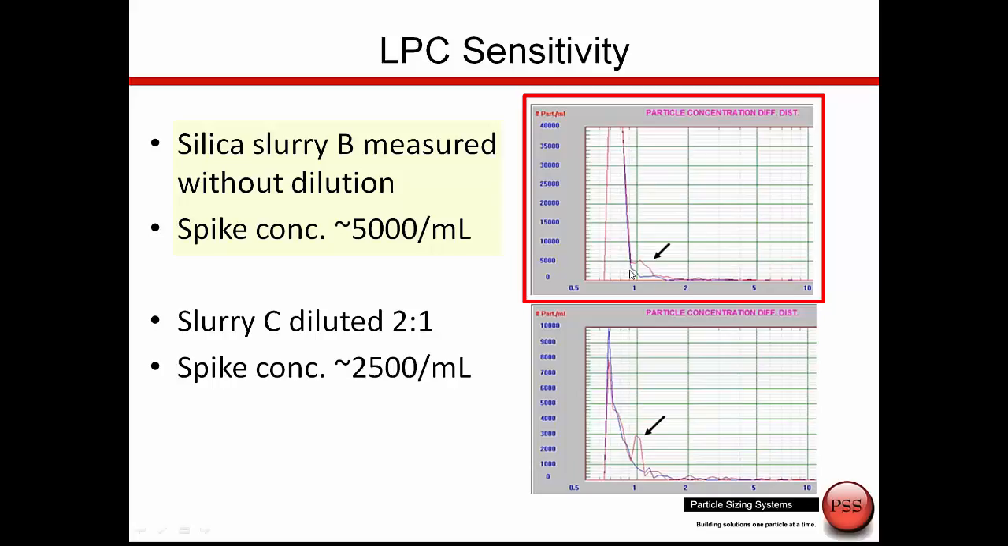What you always see here first is this blue line, the sample without the spike, and you see a few large particles but a fairly stable baseline. And as we added the spike, this was at 5,000 particles per ml, it easily picked up that spike.